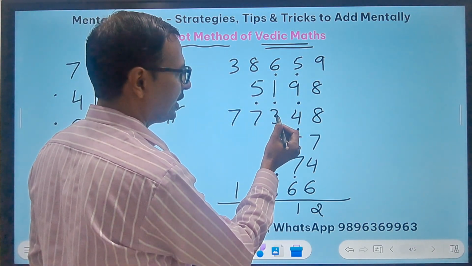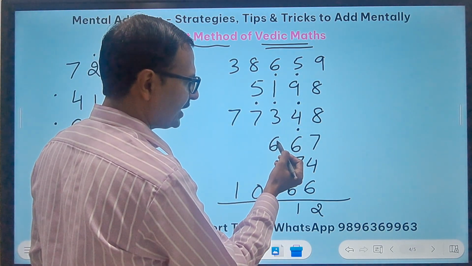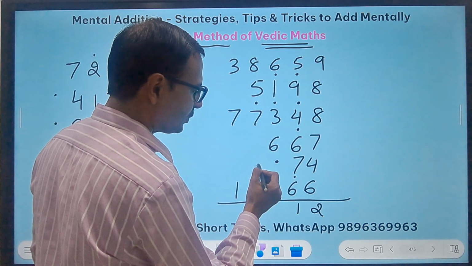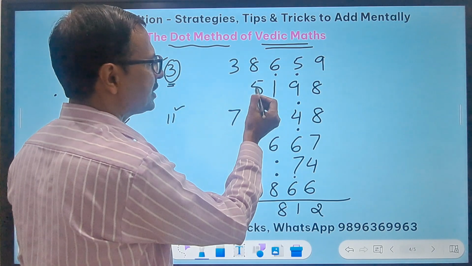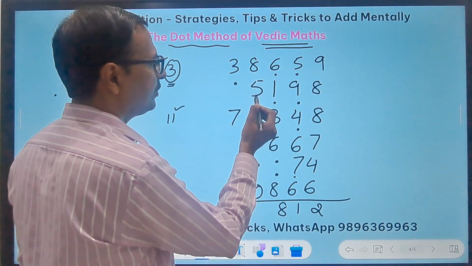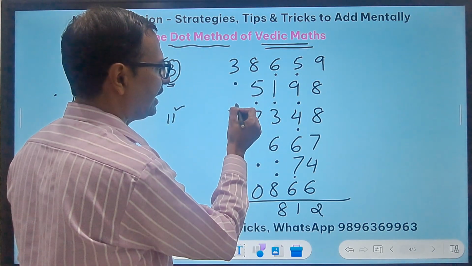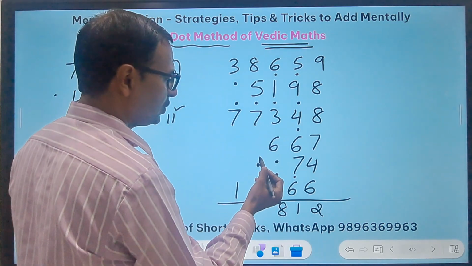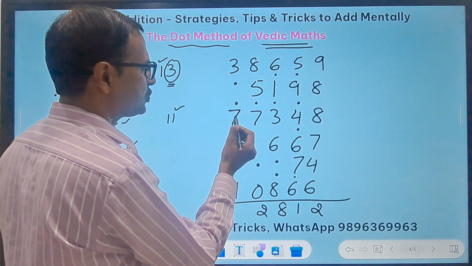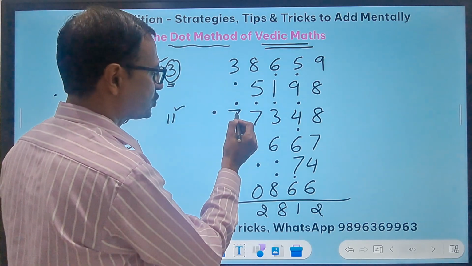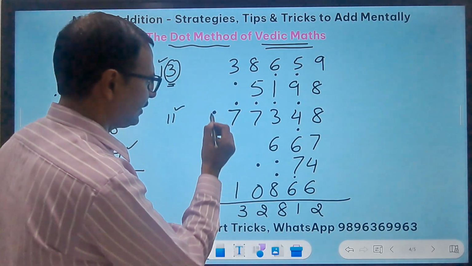12 means put a dot and 2. 2 plus 6 is 8, 9, 10. 10 means put a dot. 0 and 8. Then the next column, 8 plus 5 is 13, put a dot. 3, 4, 11. 11 means put a dot. 1, 2. So we have a 2. And then 3, 4, 5, 12. 12 means 2, 3 and a 1 dot.